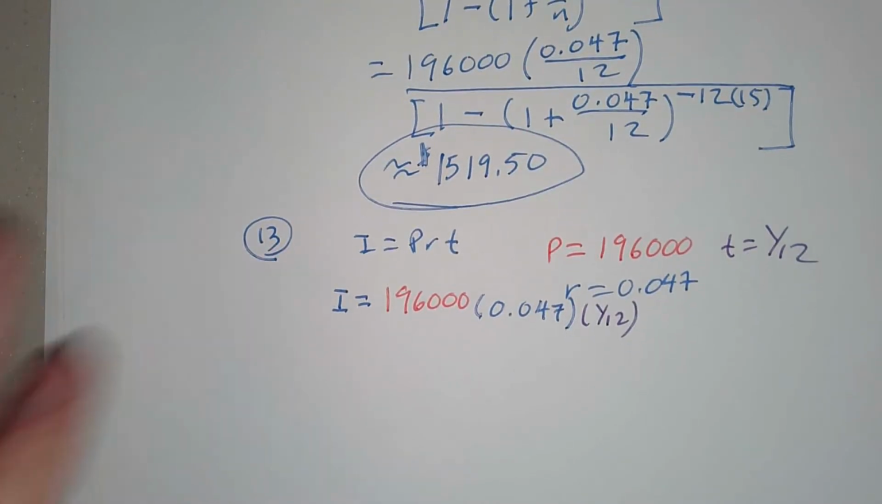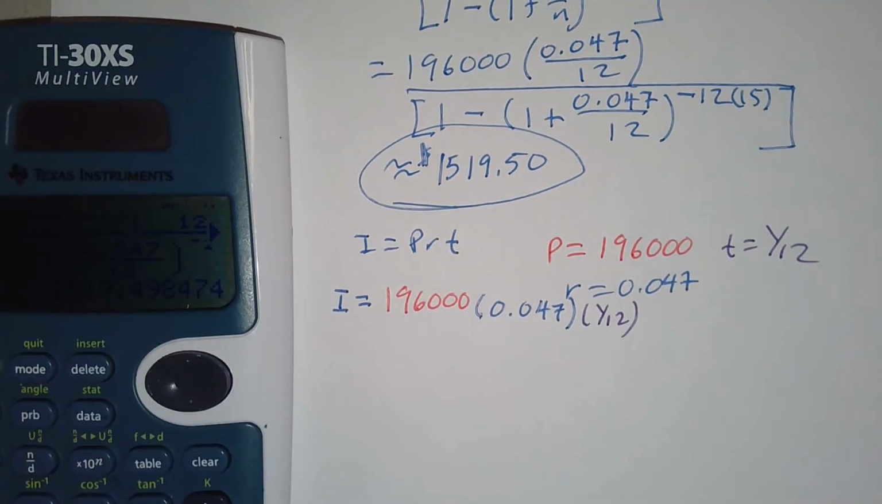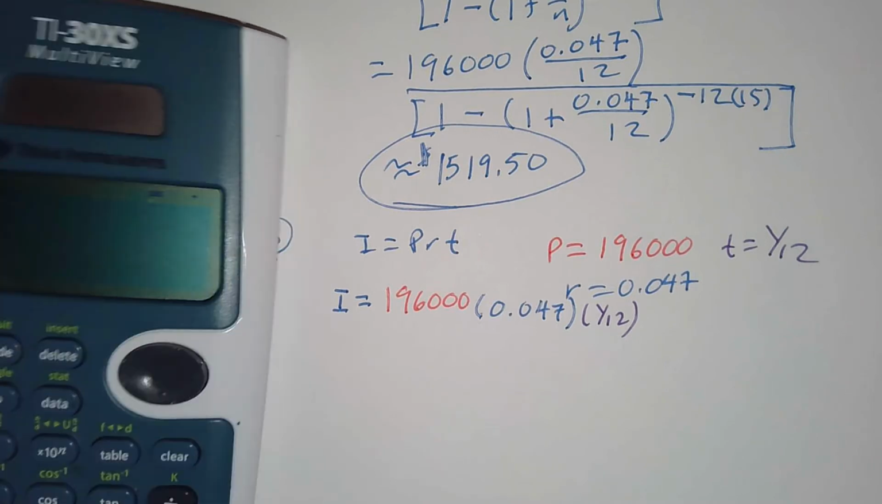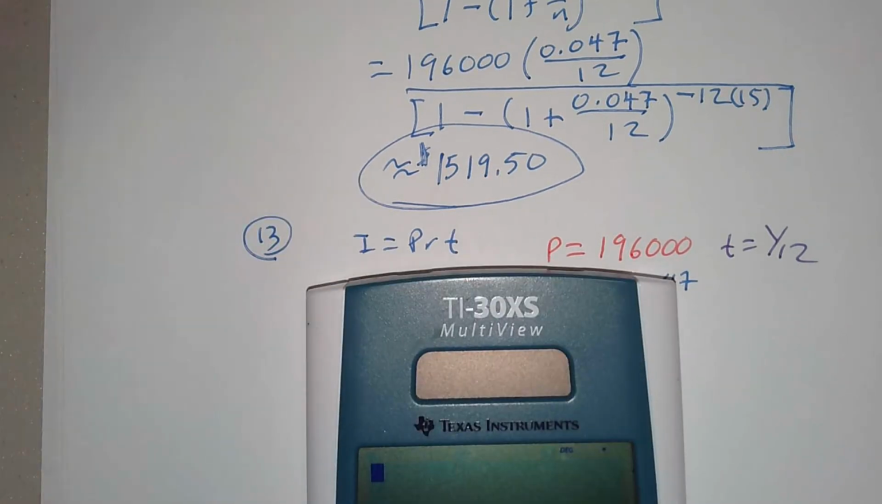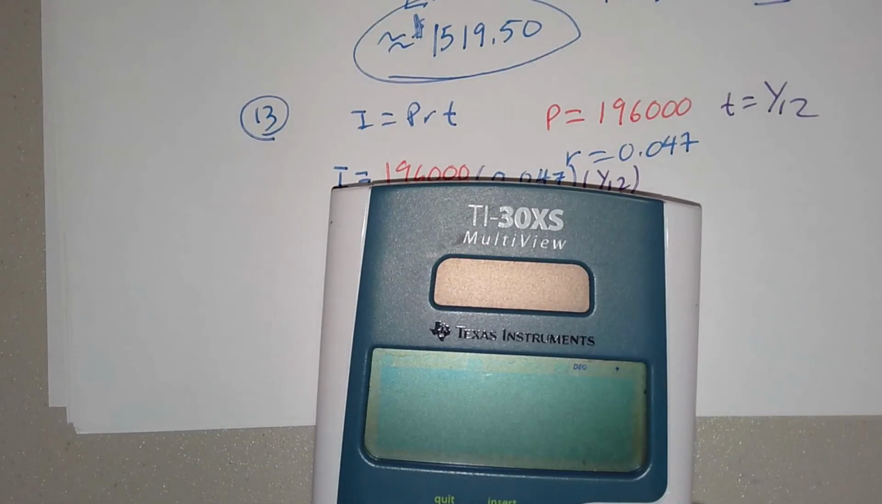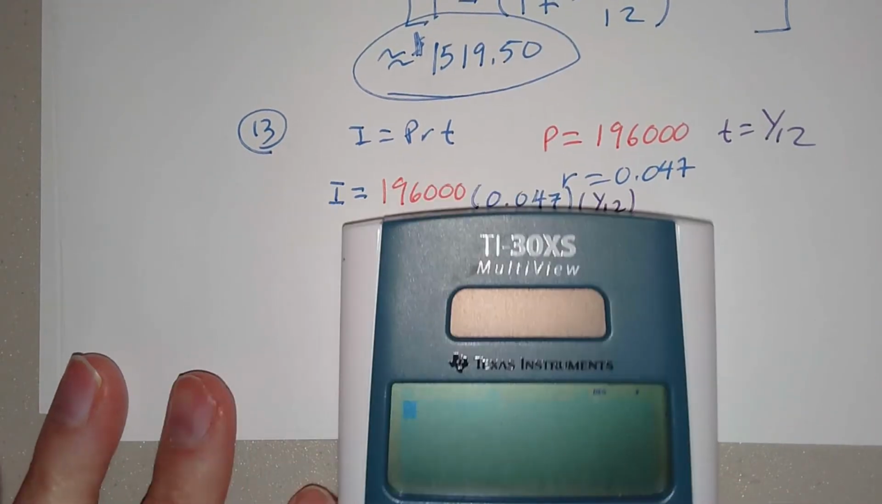So this will give us how much interest was paid in the first month. So this is kind of like when we were doing those amortization tables. That's basically what we're doing here, but we're just doing it for the very first payment.